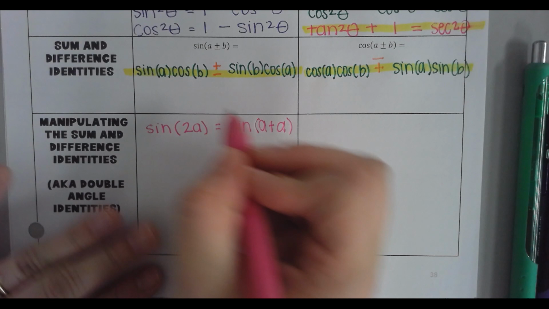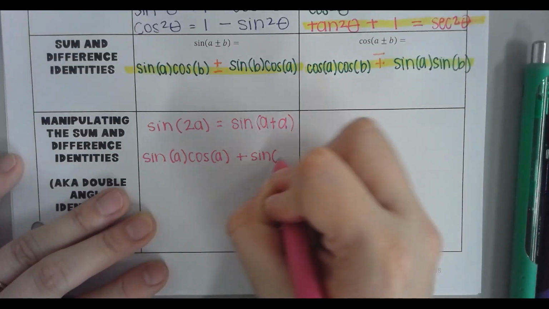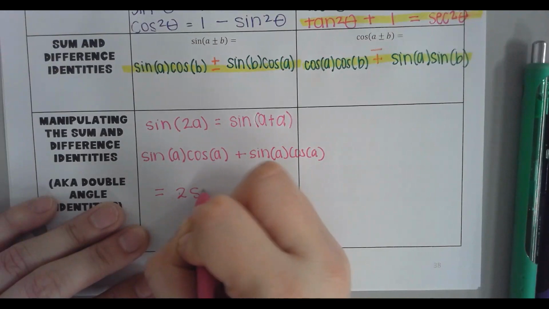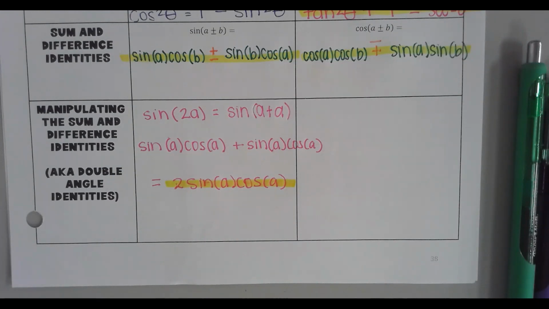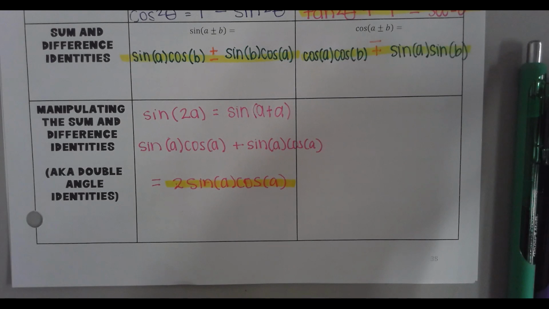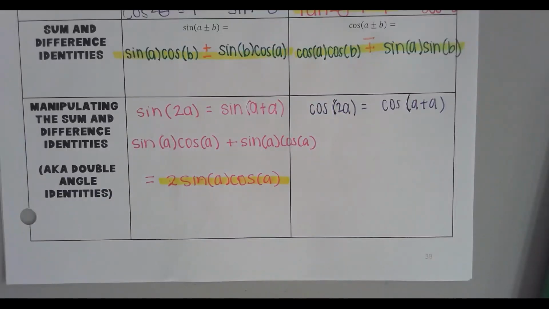So you would have sine A cosine A plus cosine A sine A. It's the same thing as 2 sine A cosine A. And then cosine of 2A is cosine.